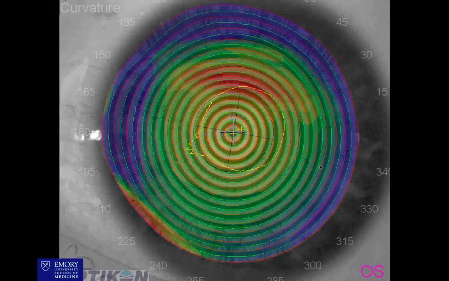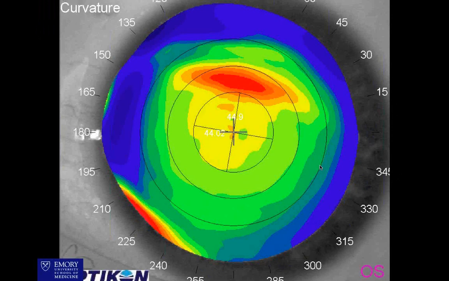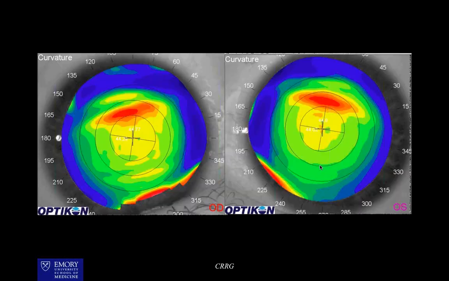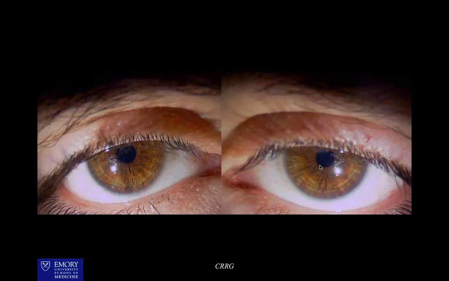Left eye. So ask yourself, what's unusual about that? Keratoconus generally occurs below the midline. Now look at the symmetry between the two eyes. Very high symmetry.